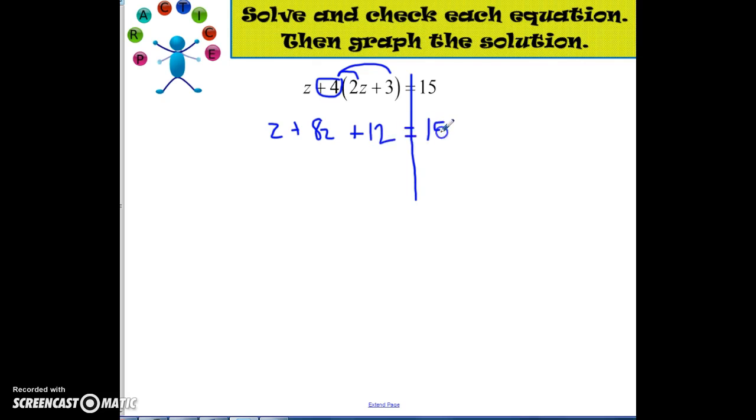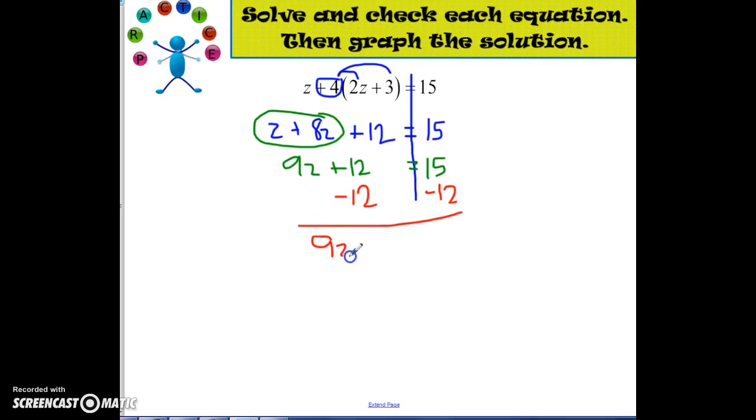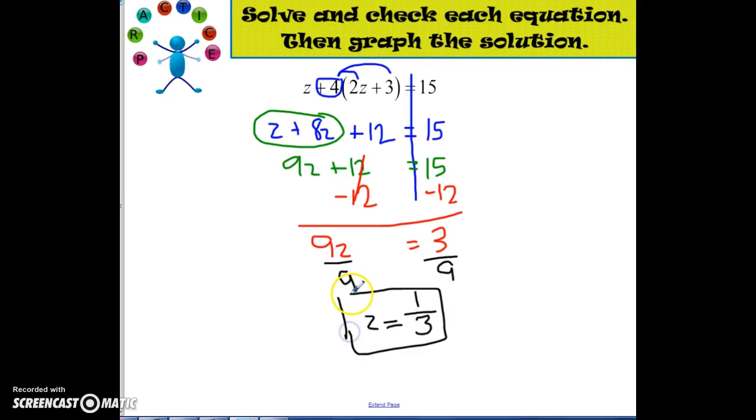Our next step would be to combine like terms. So we have a z plus 8z, which gives us 9z plus 12 equals 15. And then from here, this looks pretty simple. We'll be doing the opposite operation of the constant, minus 12, 9z equals 3. Divide by the coefficient of z. 3 divided by 9. So we're just going to reduce that fraction to 1/3. Go ahead and pause your video to do your check. And when you're ready, move on to question 4.